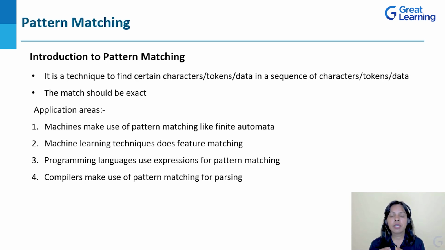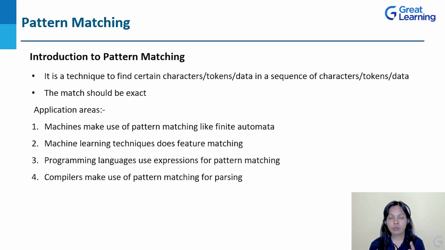Or if there is a given sequence of characters, tokens and data and you have to find out some pattern, that is, you have to analyze the given string and find a pattern, that is a different thing. That is your analysis of characters and tokens in the given string to find out how the pattern is followed. But if a pattern is given to you and you have to find its occurrence in the given set of characters, tokens and data, then it is called pattern matching. And there the match should be exact.